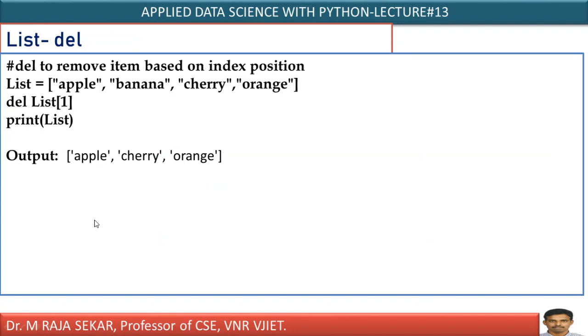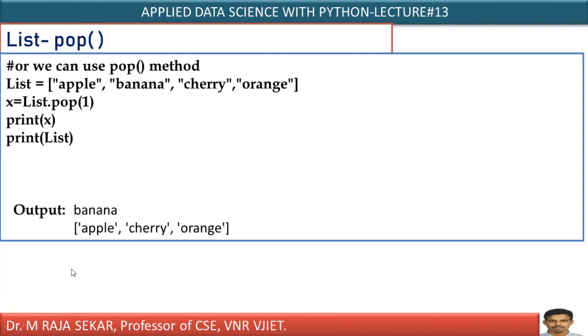Del to remove item based on index. What does it mean? With the help of this del, I can remove elements. Del list of 1. This is list of 0. This is list of 1. List of 1 means this banana will be removed. Therefore, if I display the list, it shows apple, cherry, orange, isn't it? That particular element is removed from the list.